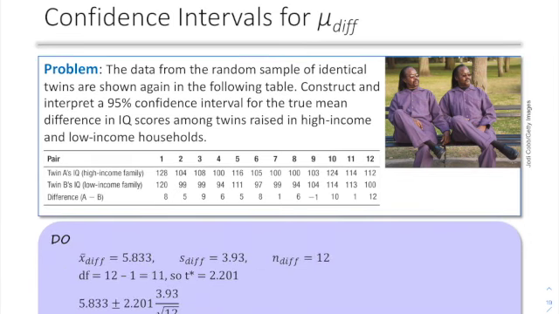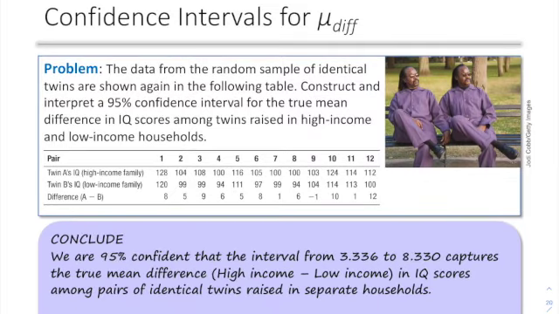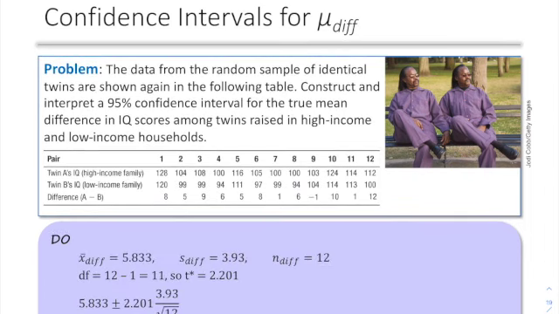So x bar diff is 5.833. The standard deviation of that difference is 3.93, and there's 12 altogether. So our degrees of freedom is 11, and our critical value is 2.201. So doing the confidence interval by hand is 3.336 to 8.330. So we are 95% confident that the interval from 3.336 to 8.330 captures the true mean difference in IQ scores among pairs of identical twins raised in separate households.